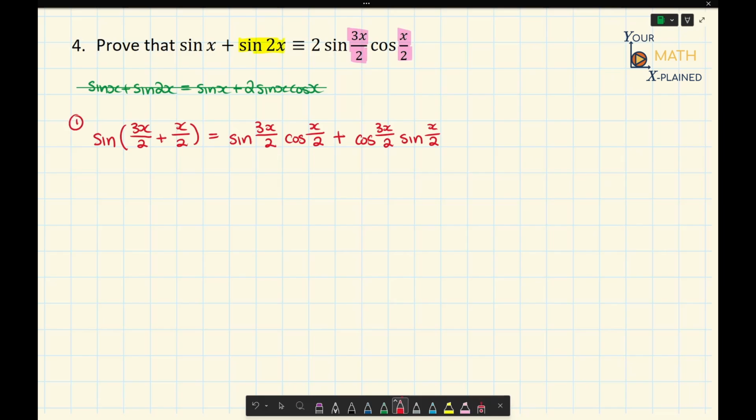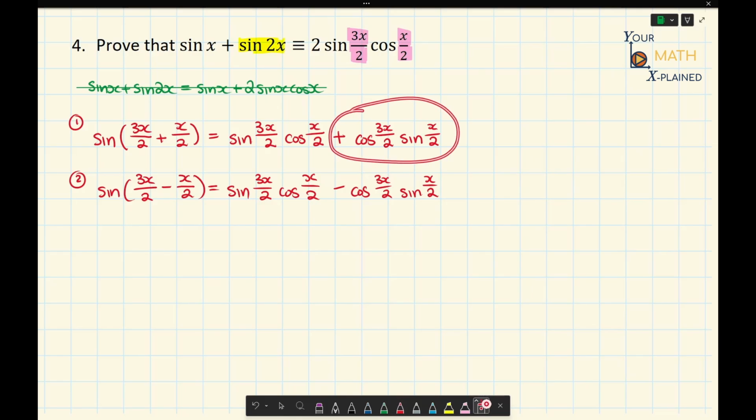So we'll write this as our first one, and then the second one is going to be sine of 3x over 2 minus x over 2. Now this is going to be sine of the first angle multiplied by cosine of the second angle. And now we subtract cosine of the first angle multiplied by sine of the second angle. So remember how earlier we said that we didn't want this part because it's not on the right-hand side. Well, this is now perfect because for our second expression, we now have minus the exact same thing.